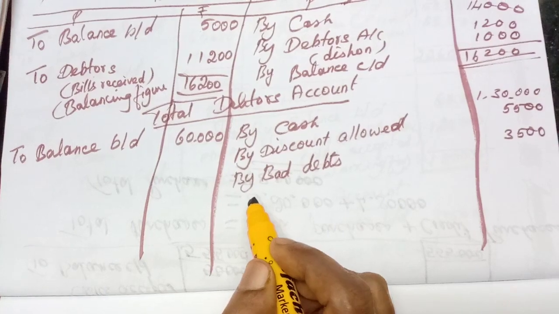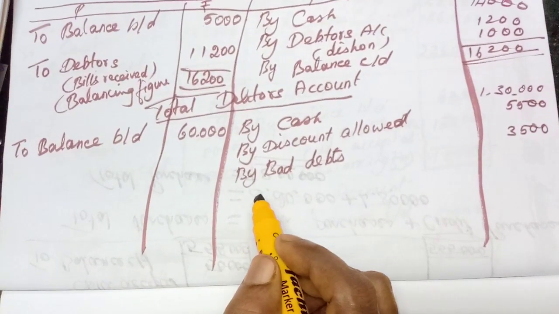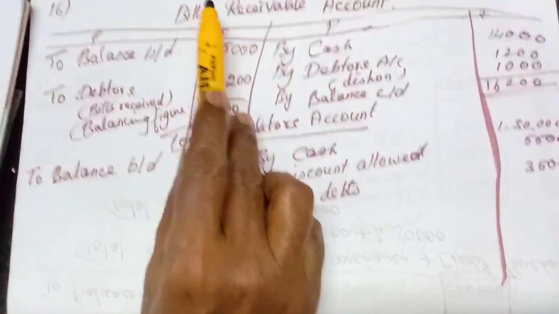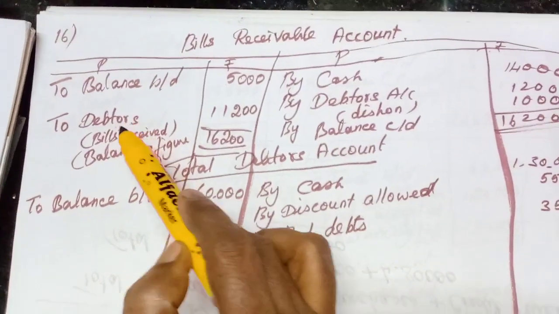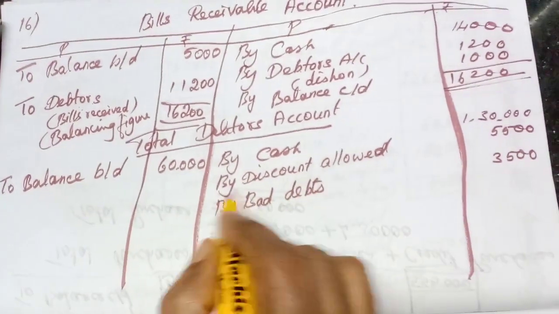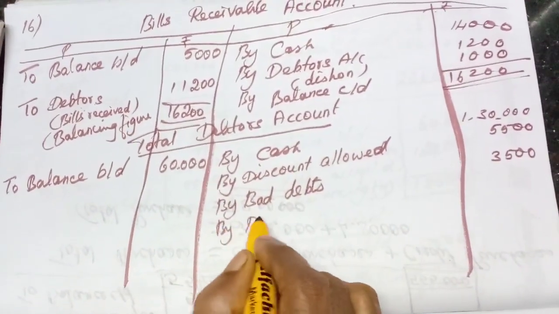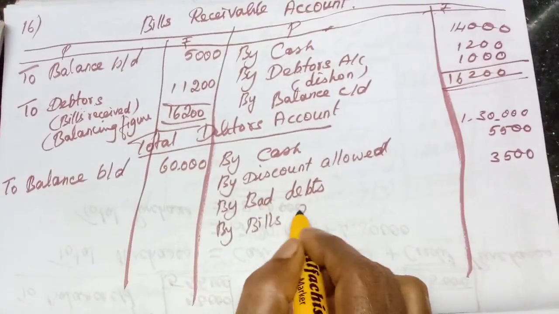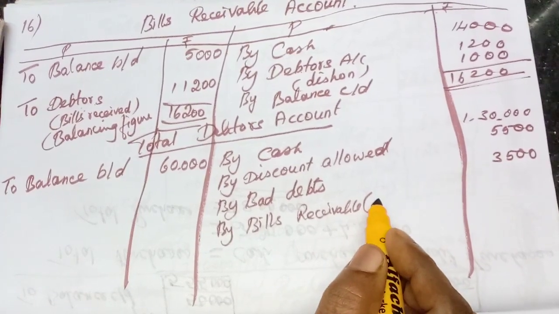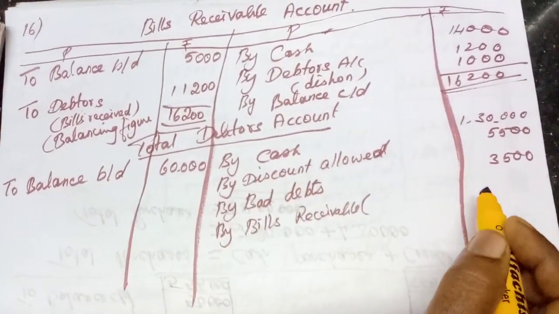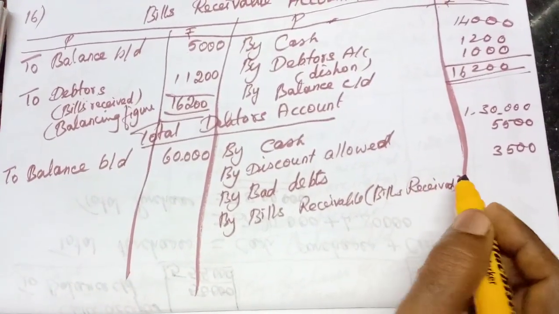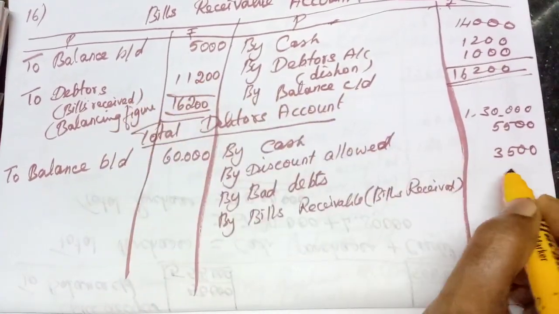Closing balance. Before writing closing balance, we have to write these two items. This debtors and this debtors. Here, first one, bills receivable account debtor to debtors for bills received. So here debtors is credited. So credit side by bills receivable. In bracket you can write bills received. How much? 11,200.